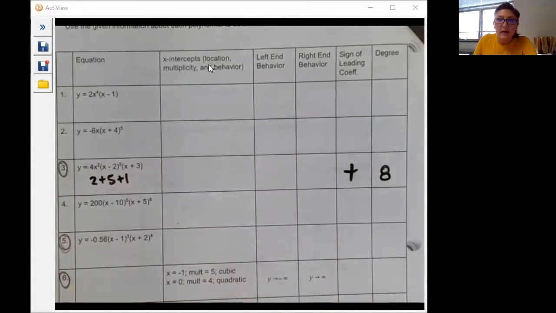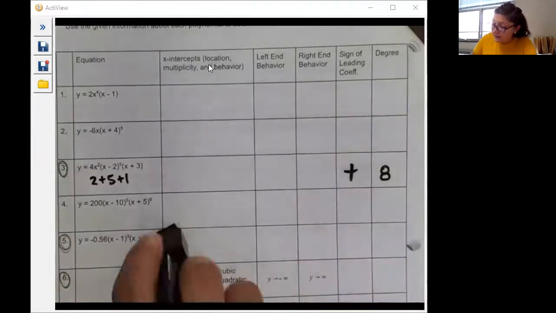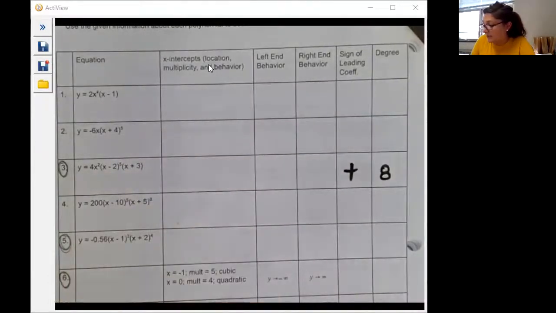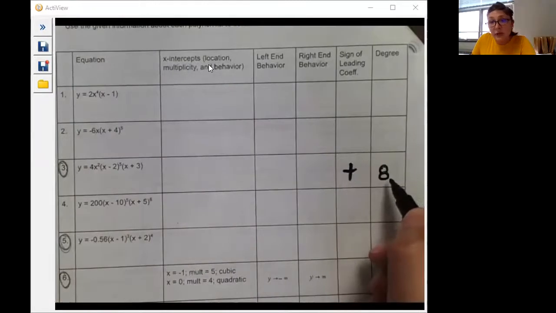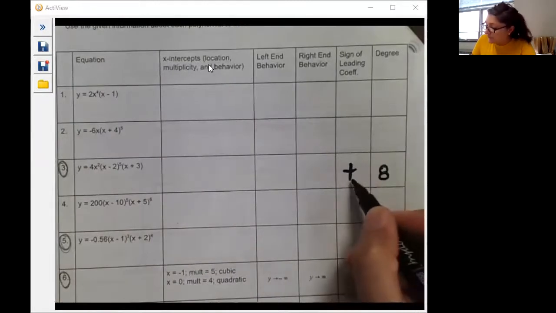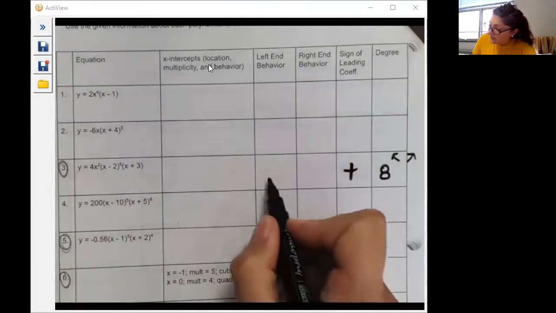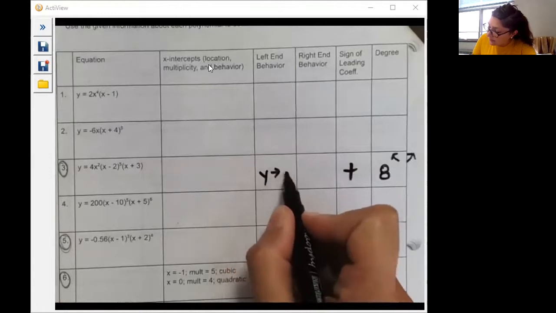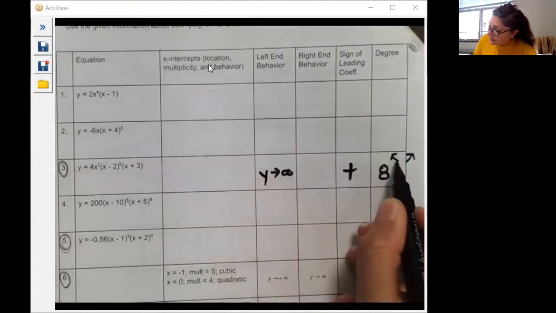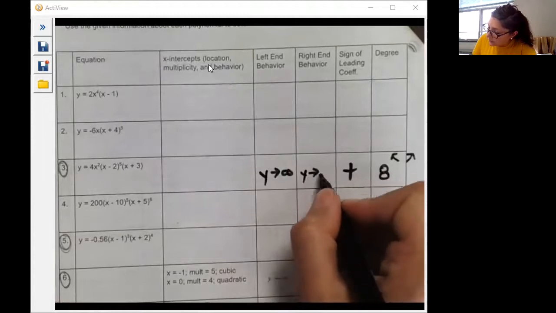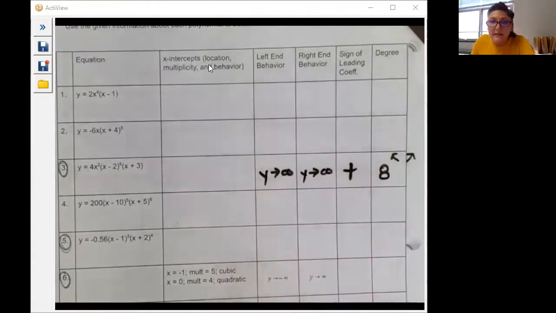Last time we talked about how if I know the degree and I know the sign of the leading coefficient, I also know the end behavior. So since I know those two things, now I know the end behavior for this. Remember, even degree, both ends go in the same direction. If it's positive, they're both going to go up. So I know on my left end, y is going to approach infinity since the left side's going up. On the right end, y is also going to approach infinity since the right side's also going up.